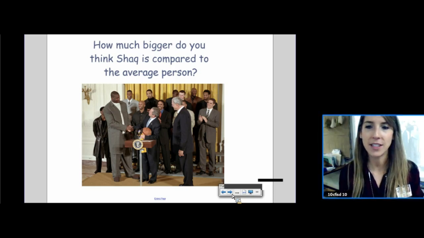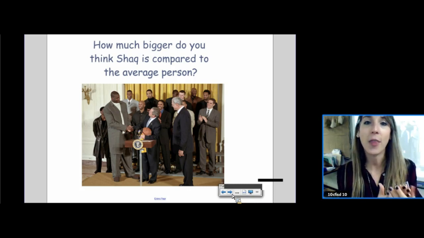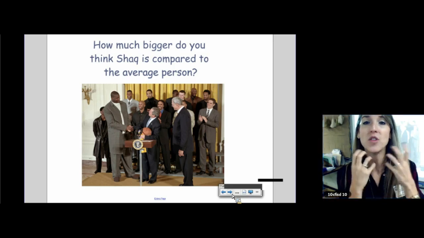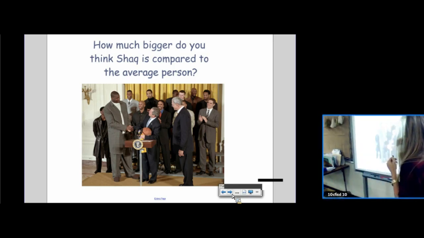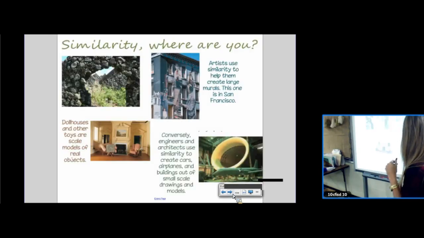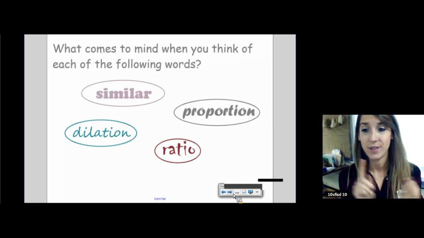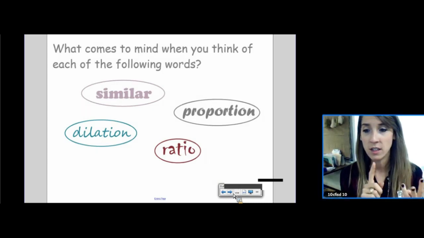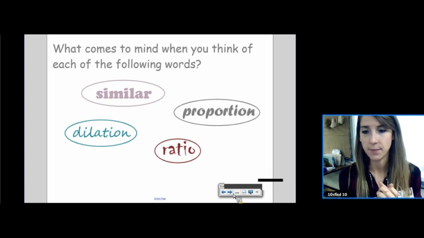And in math, we can't just say, oh yeah, it's a lot bigger. That's what you can say in English, right? In math, we have to say how much bigger it is with a numerical answer. So that's what we're studying in this unit. Here are some words that are going to come up in this unit: similar, proportion, dilation, ratio. Let's talk about these words.